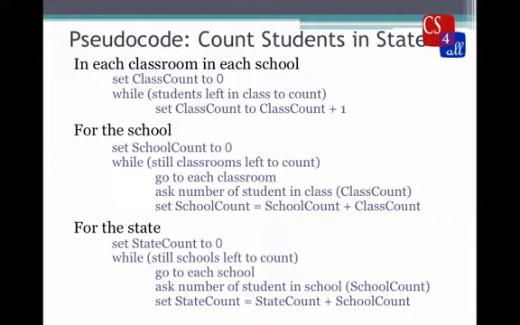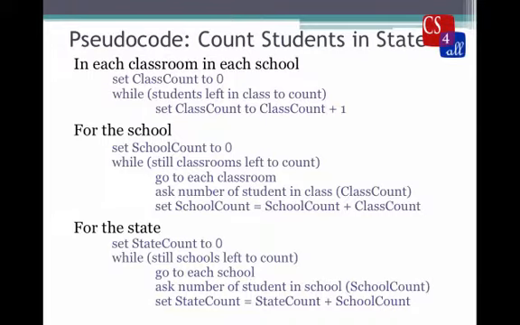Now you'd notice the first two parts of the pseudocode are exactly the same as before. So for each classroom in each school, you'd set the class count to 0. Then, while there's still students left in that class to count, you would set the class count variable to class count plus 1.